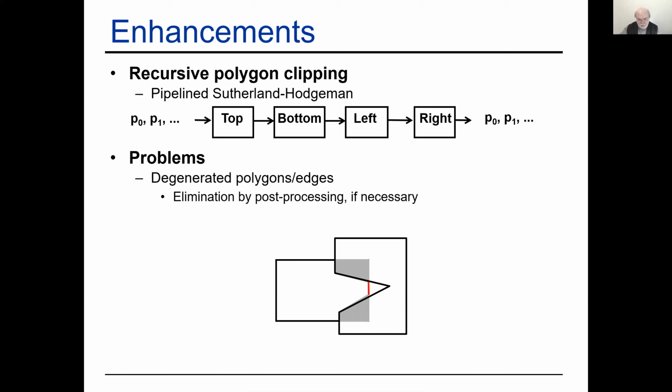And what you end up with is the clipped polygon that comes out, right? And each piece of hardware only needs to look at 2 points at every point in time. Now, there are some problems, let's put them in quotes maybe.